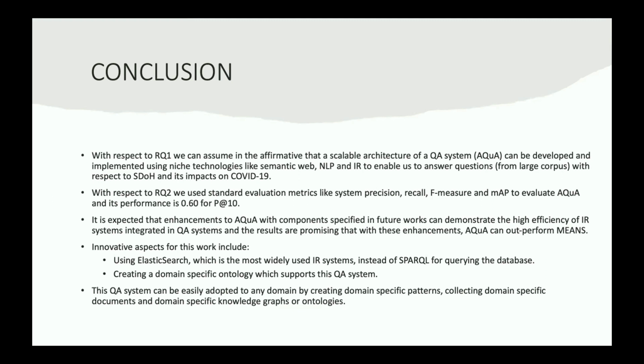And innovative aspects of this work include replacing the traditional SPARQL query, which is not scalable, with Elasticsearch, which is also most widely used in IR systems, and creating a domain-specific ontology which supports this QA system. The architecture of the QA system which we have developed is easily adaptable to any other domain, provided they have domain-specific patterns created for rule-based triple extraction, collected domain-specific documents, and domain-specific knowledge graphs or ontologies.